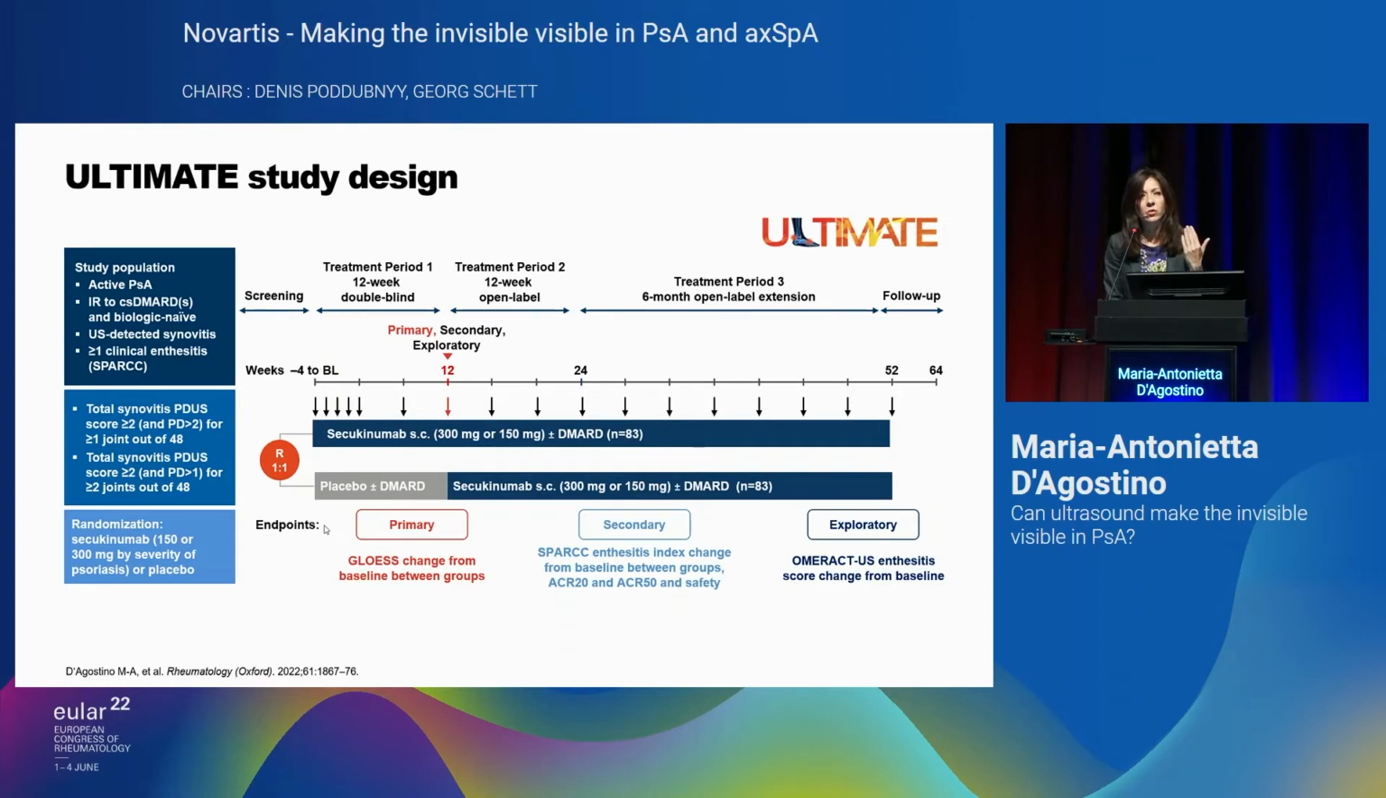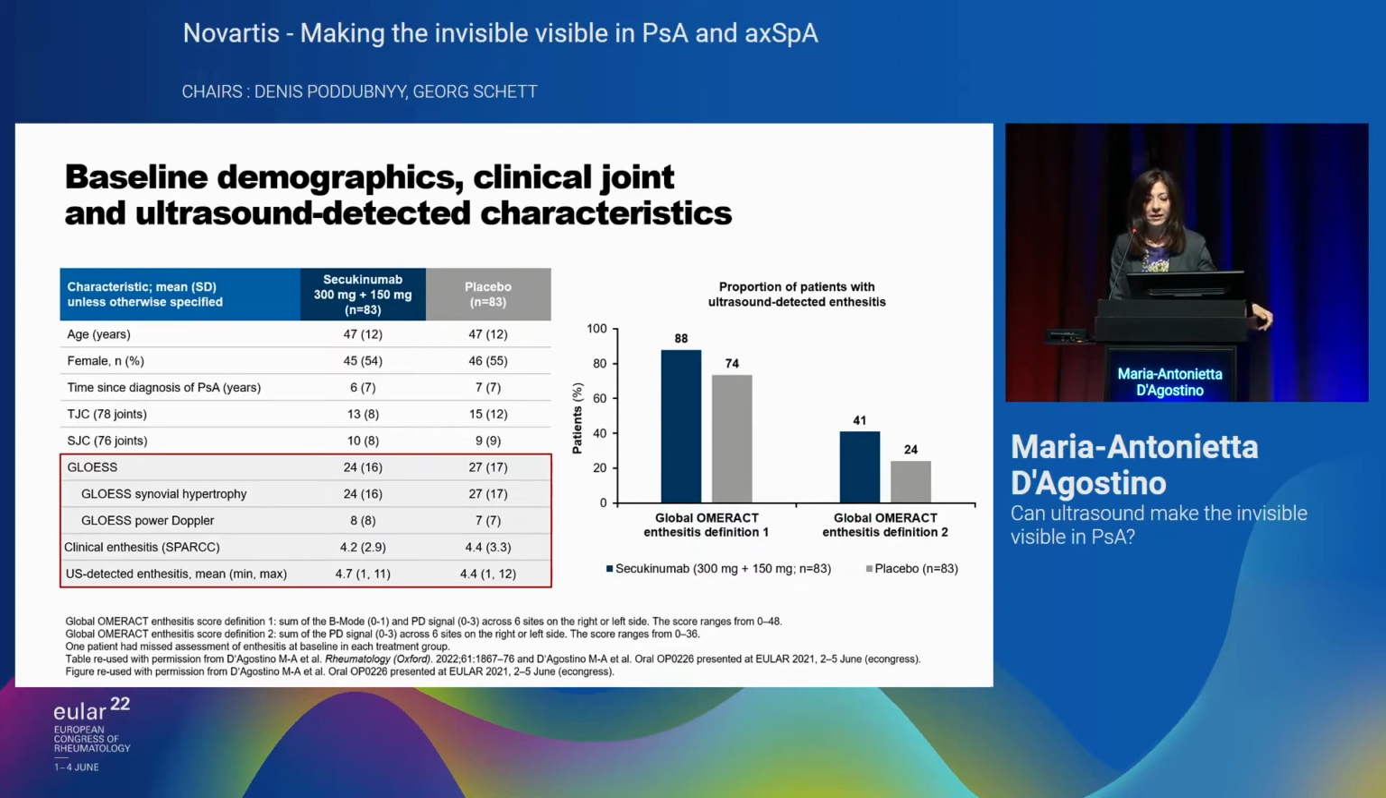We also had other questions for this study, not only the response at the synovitis level, but also to confirm the data we know on the efficacy of secukinumab in psoriatic arthritis, and most importantly, to explore the possibility of using ultrasound for following enthesitis. You can see here the baseline characteristics of the clinical joints involved in these patients. You can see that these were patients with almost 6 years of disease duration.